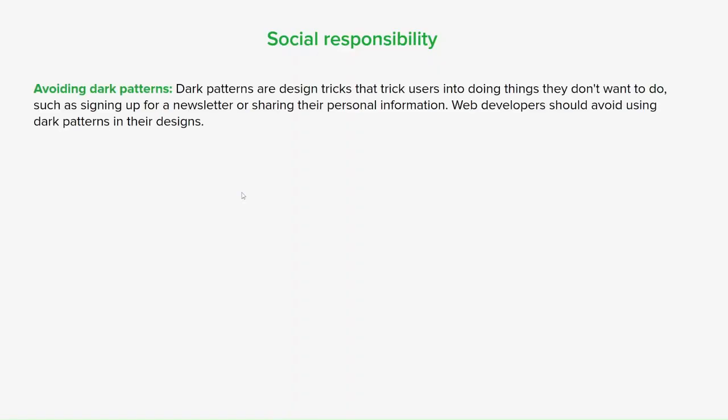And lastly, let's talk about social responsibility. Social responsibility in web development is about using your skills and knowledge to create a more positive and inclusive online experience for everyone. And this means avoiding creating websites and applications that promote discrimination, hate speech, violence. It also means using platforms to promote diversity and inclusion as well. Things like avoiding dark patterns, essentially design tricks that trick the user into things that they don't want to do, like signing up for a newsletter or sharing personal information. Web developers should avoid using dark patterns in their designs.